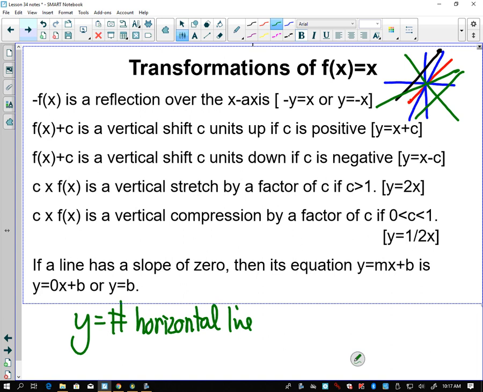Okay, let's say y equals 3. Then what I would have is I would count 1, 2, 3. That would be my line. Okay, and that's really confusing to a lot of people because we think of y as the y-axis. The y-axis goes straight up and down. Therefore, y equals should be vertical lines.